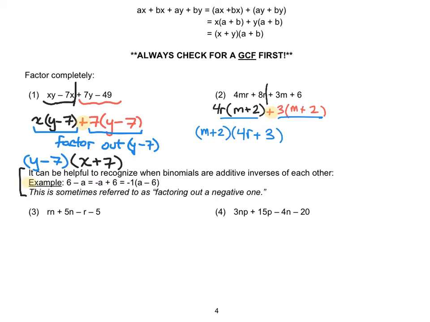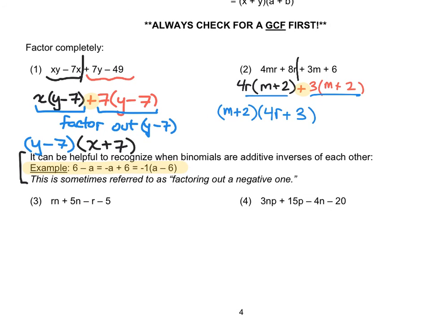It got kind of stuck in the mix. It can be helpful to recognize when binomials are additive inverses of one another. 6 minus a is the same as negative a plus 6, which is the same as factoring out a negative 1. All right. Actually, executive decision, I'm going to do number 3 with you also, because you could split it down the middle.